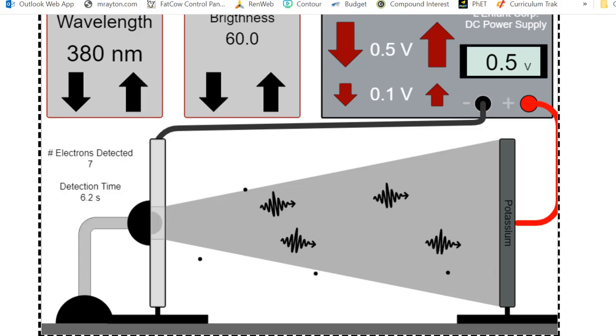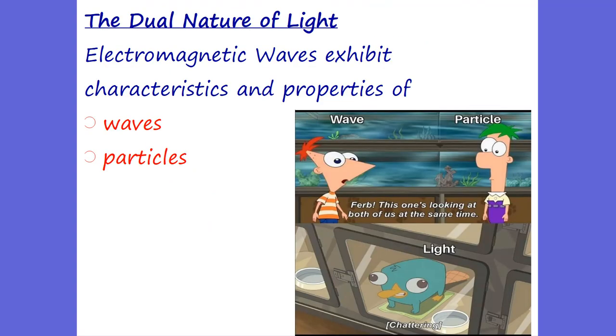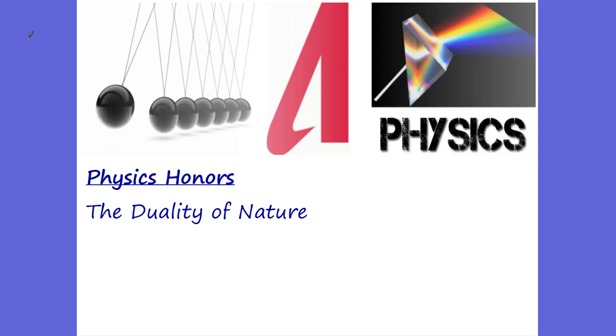And so the cool thing is this is called the duality of nature. The duality of nature says that electromagnetic waves exhibit characteristics and properties of waves, which we call photons, and particles, which we call electrons. So photons and electrons, waves and particles, and that is called the duality of nature.